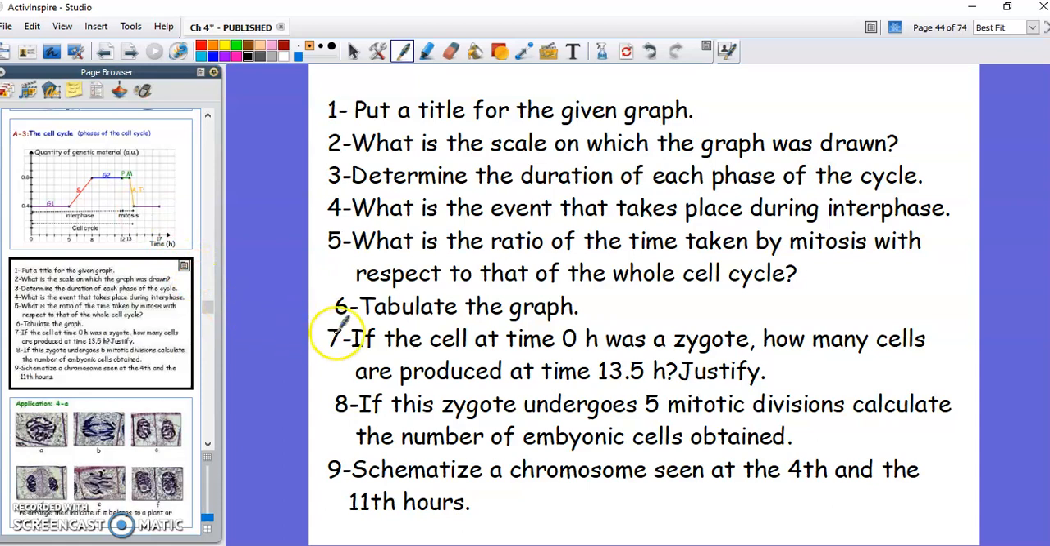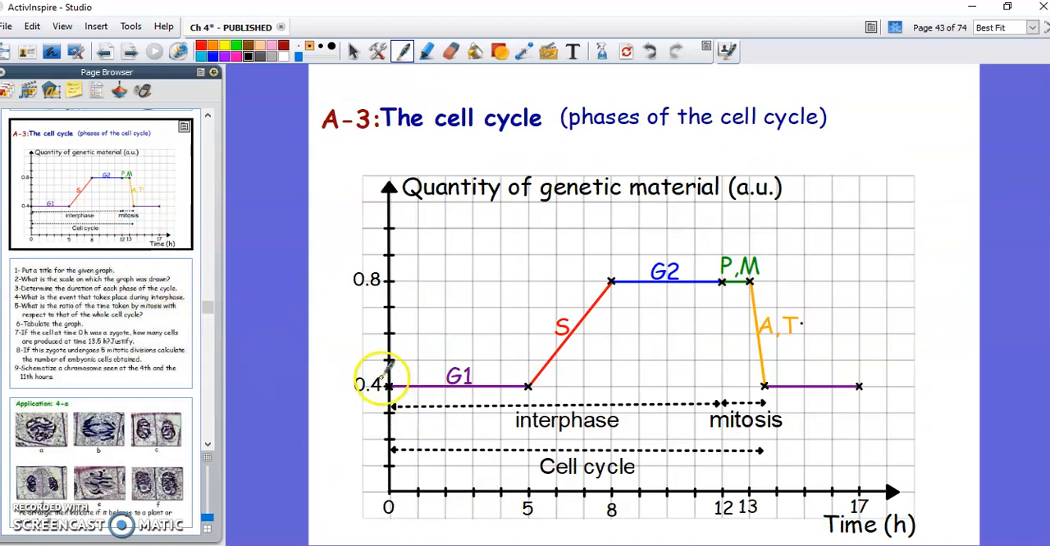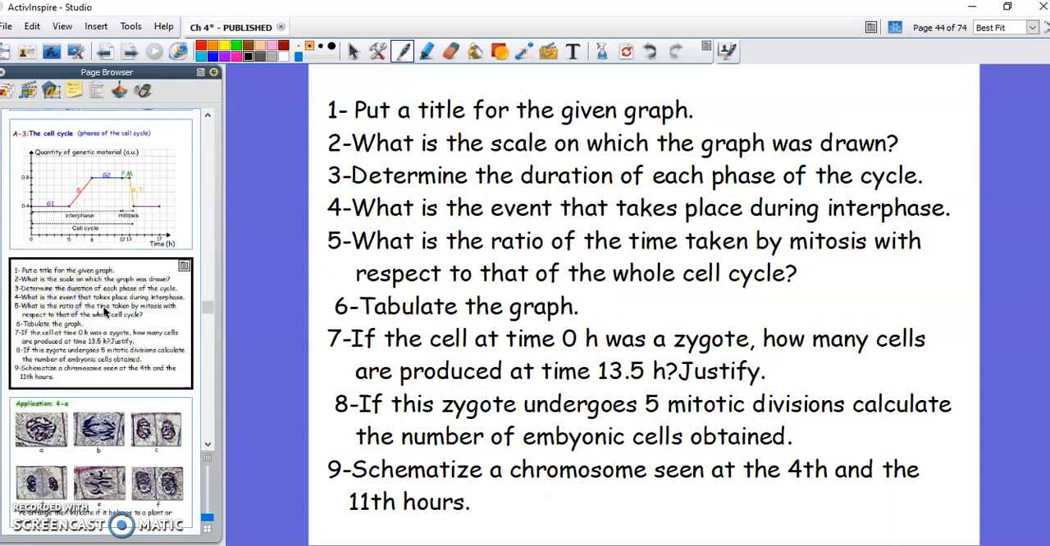If the cell at time 0 was a zygote, how many cells are produced at time 13.5? So, if we have a zygote here and it's undergoing interphase, then 1 mitosis, how many cells will be produced at 13.5? After 1 complete interphase and mitosis, we will have 2 daughter cells.